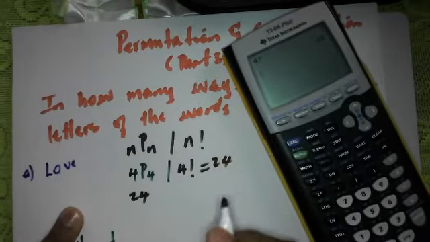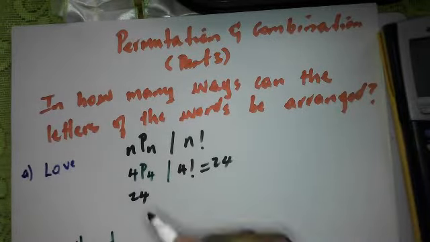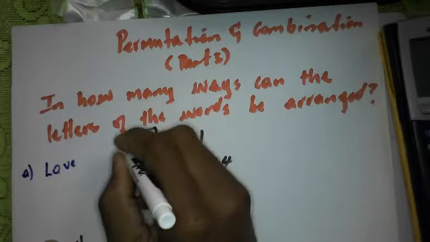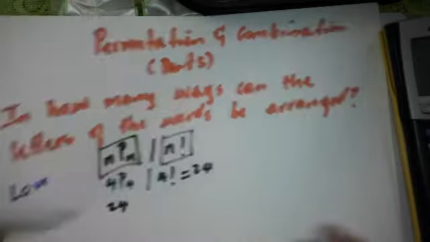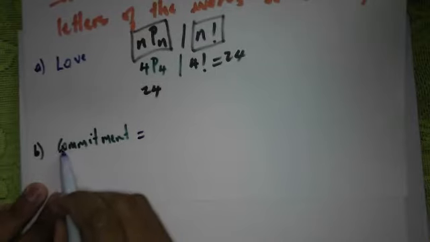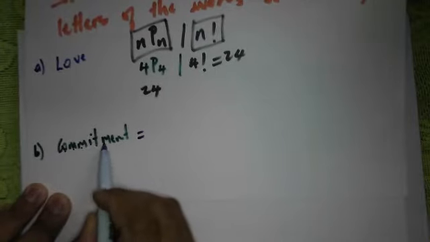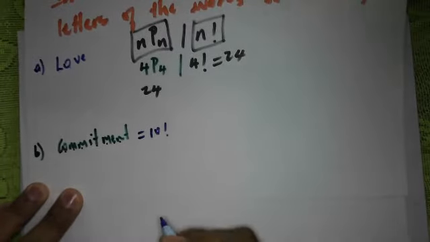So this is how you treat arranging the letters of words when the letters are not repeated. If it is not repeated, then it is nPn or n factorial. Now let's check it out when letters are repeated. When letters are repeated, our first move is to count how many letters are in the original word. So here we have the word commitment. We have 1, 2, 3, 4, 5, 6, 7, 8, 9, 10. There are 10 letters, so that is 10 factorial.